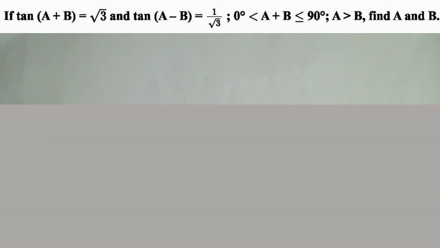If tan of a plus b is equal to root 3 and tan of a minus b is equal to 1 by root 3, 0 degree less than a plus b less than or equal to 90 degree, a greater than b, then find a and b.